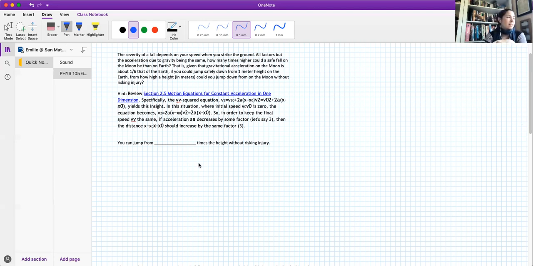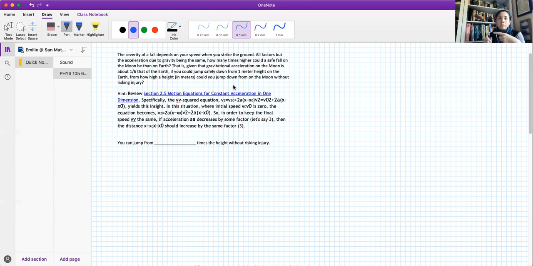Okay, so how do we say the answer? You can see that it's given here. You jump from some number times the height without risking injury. So it's going back to the second sentence again. How many times higher could a safe fall on the moon be than on Earth? And we're given a hint. The first part of the hint tells us to review section 2.5, which is about motion equations for constant acceleration in one dimension. Why is this relevant here?